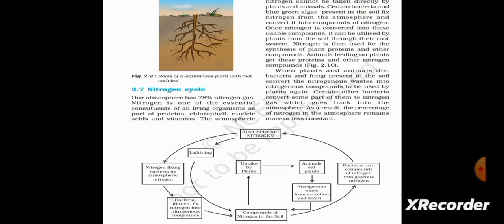Nitrogen is then used for the synthesis of plant proteins and other compounds. Animals feeding on plants get these proteins and other nitrogen compounds. When plants and animals die, bacteria and fungi present in the soil convert the nitrogenous wastes into nitrogenous compounds to be used by plants again. Certain other bacteria convert some part of them to nitrogen gas, which goes back into the atmosphere. As a result, the percentage of nitrogen in the atmosphere remains more or less constant.